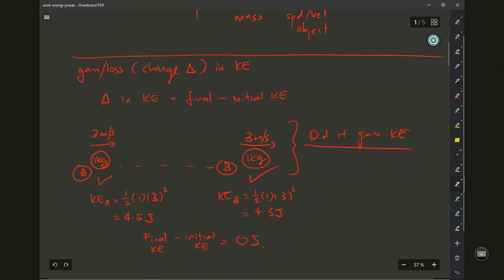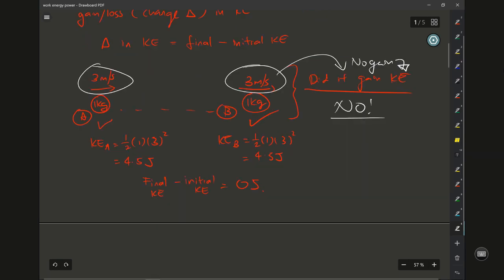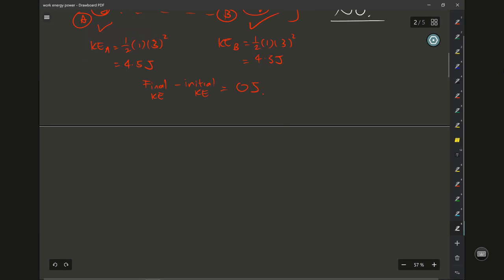What I want to emphasize here is that when the object is at constant speed, did it gain KE? The answer is no. We realize that when the speed is constant, there is no gain in KE. So when your speed is constant, there is no gain. Let's do another example.